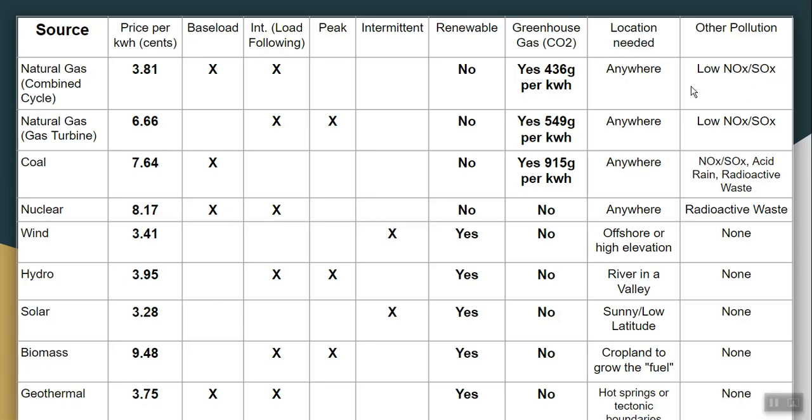So natural gas does produce low amounts of nitrous oxides and sulfur oxides. Okay. So those are the main ingredients in smog. Okay, but natural gas, it's very low levels. Okay, coal produces much higher levels of those. It also produces enough of these to even cause acid rain. So those sulfur oxides can react with water and actually produce sulfuric acid.